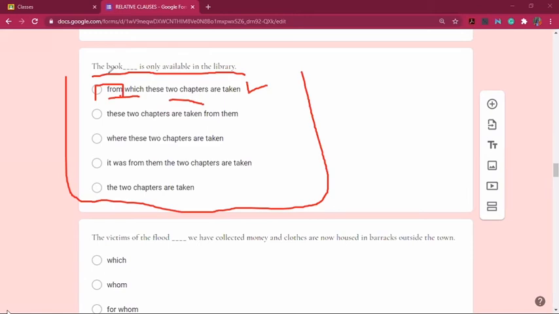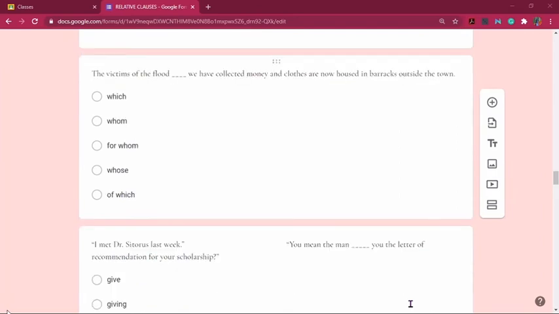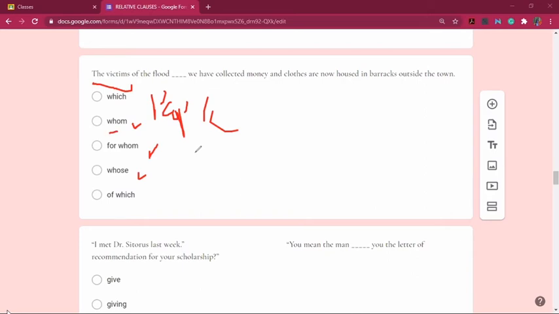Thank you, Azai. Next, the victims of the flood. Nadia. Yes, miss. The victims of the flood. It's a person, right? I think whom. Okay, but you have to see whether they need a preposition or not. Yes, the victims are people. But the problem here, they have whom, they have whose for people too. Why do you choose whom?